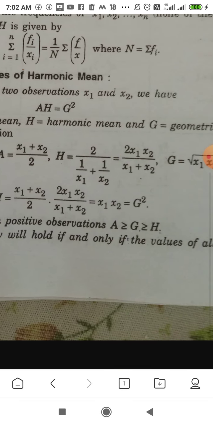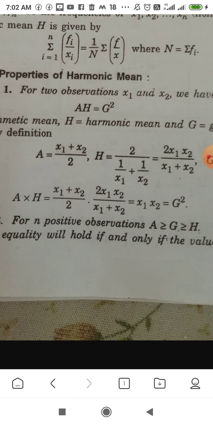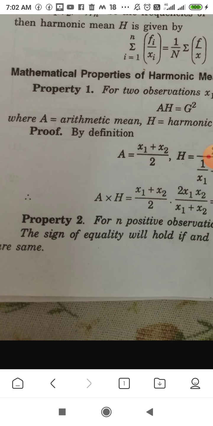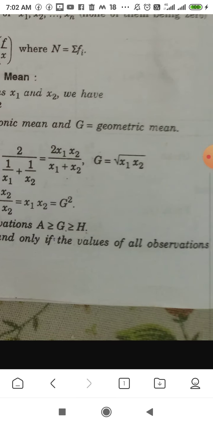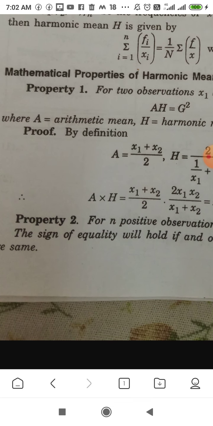Mathematical properties of the harmonic mean. For the observations x1 and x2, let A mean arithmetic mean, H mean harmonic mean, and G mean geometric mean. Then AH is equal to G square. This is the first property of the means.